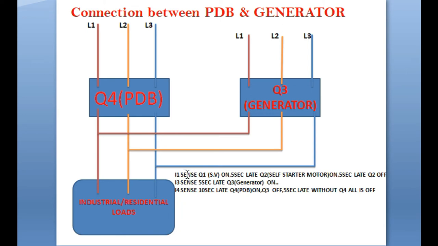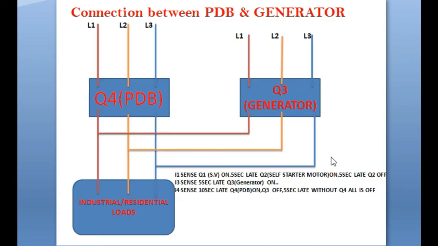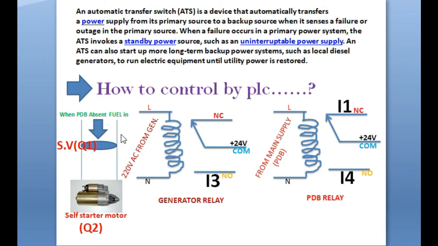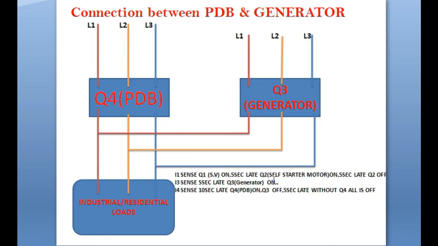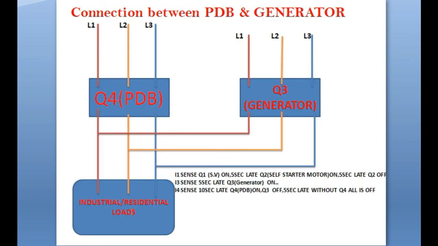I1 senses. I described I1, this is the I1. I1 sends Q1, the solenoid valve, on. Solenoid valve means this solenoid valve. This solenoid valve is on. After 5 seconds, Q2 is on. That means the self starter motor is on. That means the generator will be on.